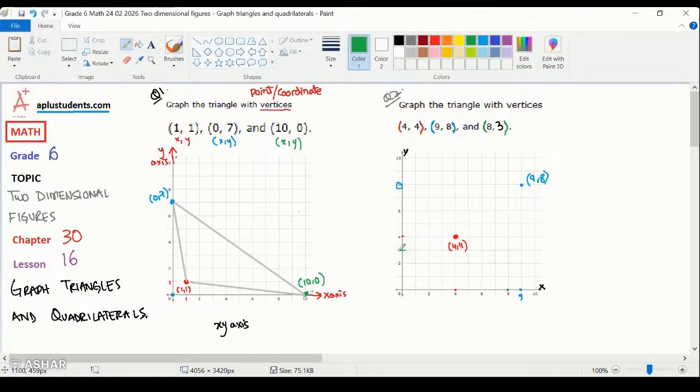This was 3, this was 8, so 8, 3 is this point, right? When I'm saying 8, 3, that means I'm saying the value of x, then the value of y. We can never write the value of y first and then the value of x.